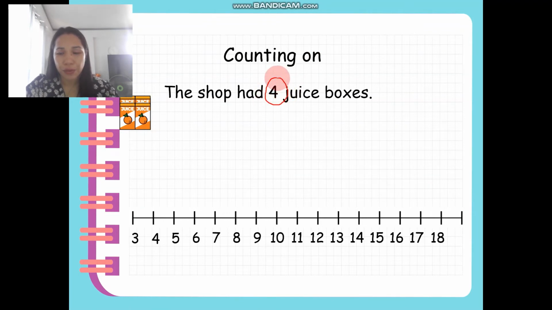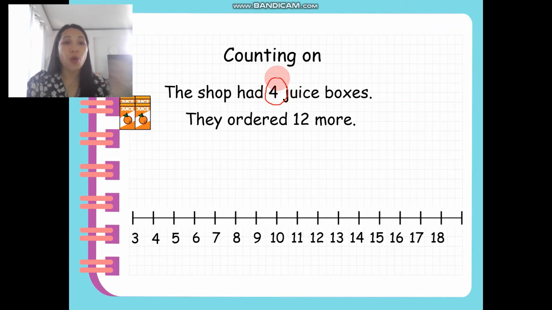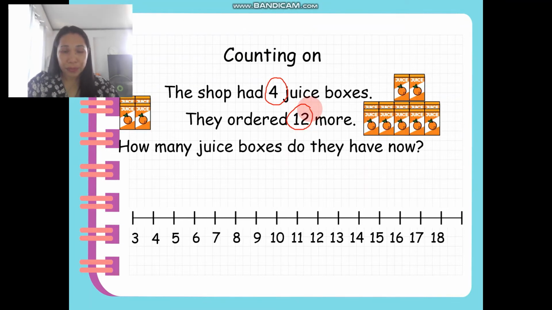I'm going to circle 4. And then they ordered 12 more. Okay, that's another important bit. So they ordered 12 more. So now, how many juice boxes do they have? So the first number here, the first number that they had was number 4. So I'm going to circle number 4, and then I'm going to jump 12 times.